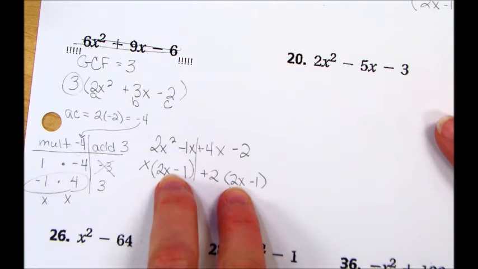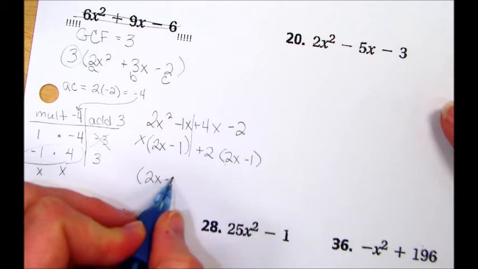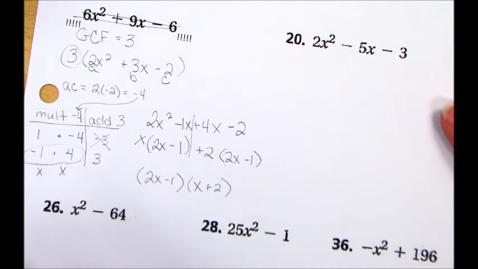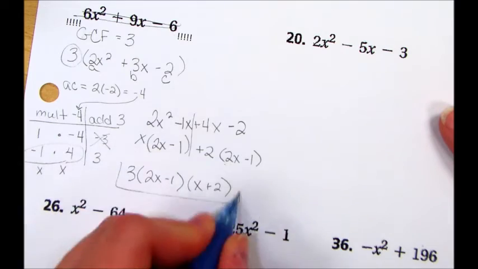Note these two parentheses match. I know I did it right. So I carry out my 2x minus 1 and my leftover x plus 2. Do not forget the GCF from way up top of 3.